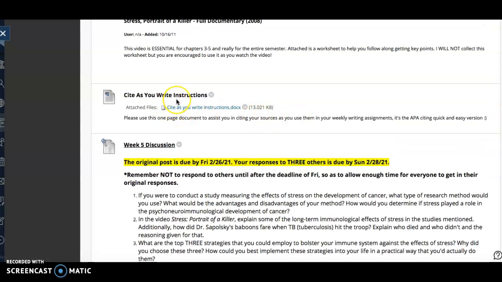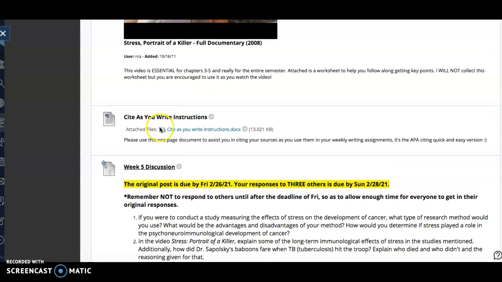Again, I've included the Cite as you write instructions. Most of you are doing much better with your citations. Really, y'all have taken the information that I've given you in your feedback on your discussions to heart, and I've seen some improvement there. A few of you are still making some little errors, so just consult that before you start citing, especially if I gave you feedback last week saying you need to check this out.